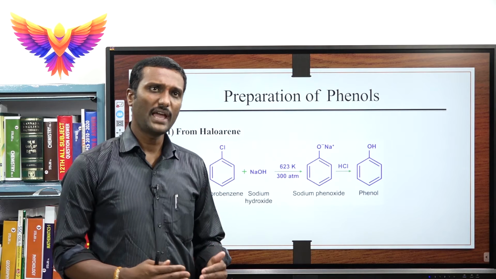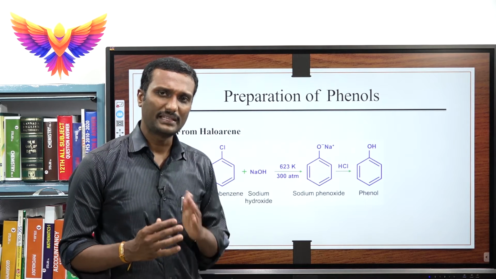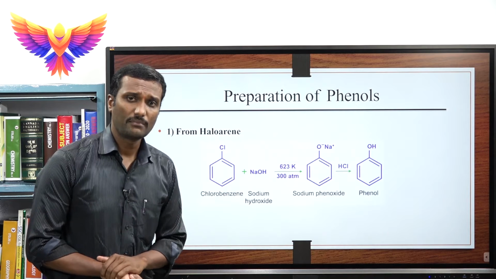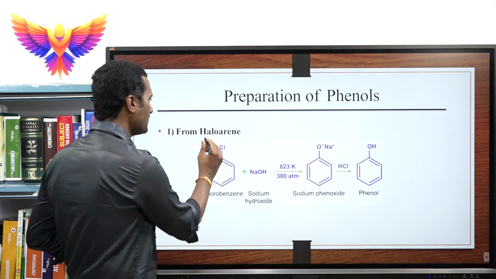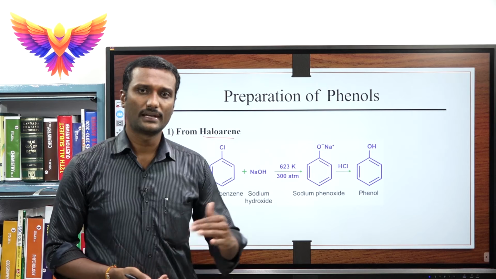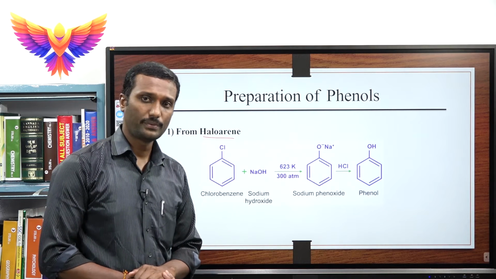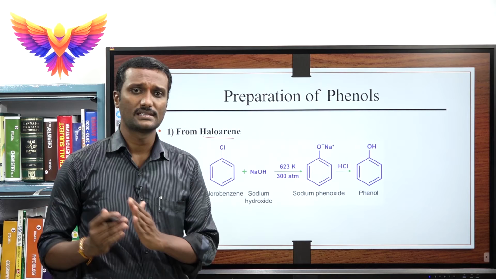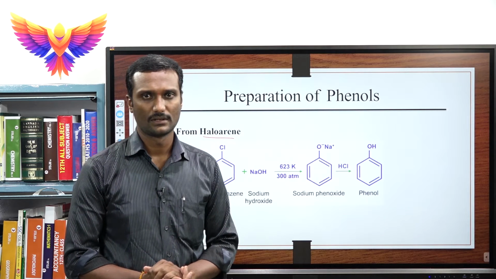So we have 4 methods of preparation of phenol. The first method, let me take from aryl halide. Aryl halide means we have chlorobenzene, bromobenzene, which you also learnt in a previous chapter, how to prepare chlorobenzene and bromobenzene by using Sandmeyer's reaction.